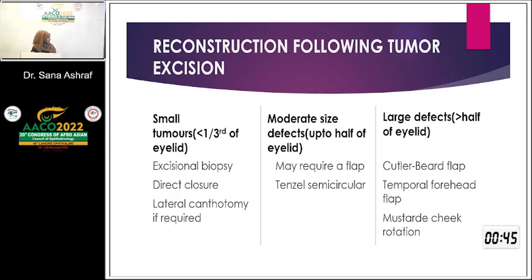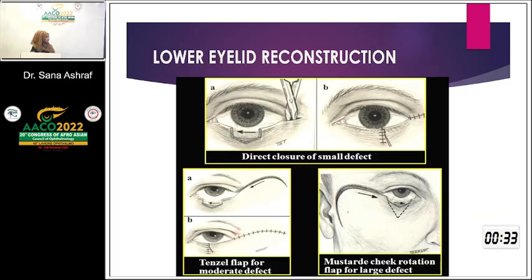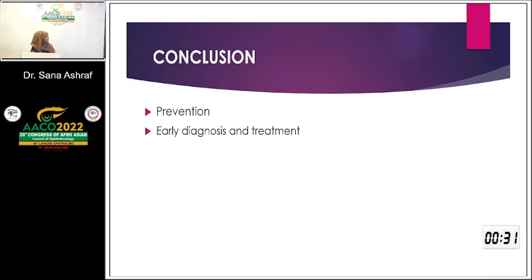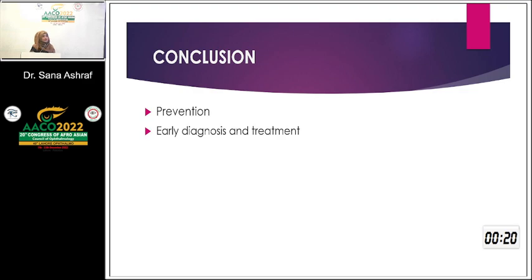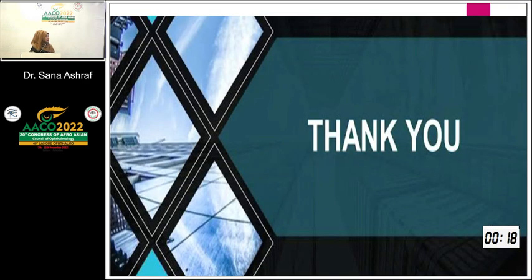Histopathology reports include prominent nuclei. Reconstruction for full thickness involvement of an area of the eyelid involving more than 50% is done with the temporal forehead flap technique. Follow-up is weekly for the first month, then monthly for the first year, and then every 6 months for 5 years. Cervical lymph node examination is very important.